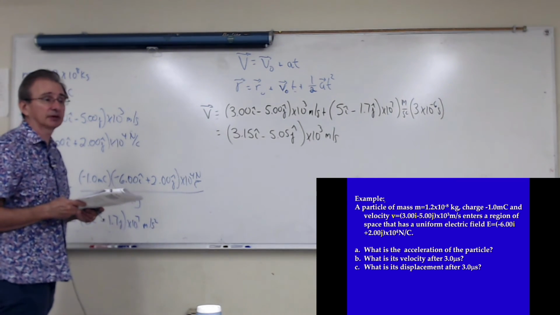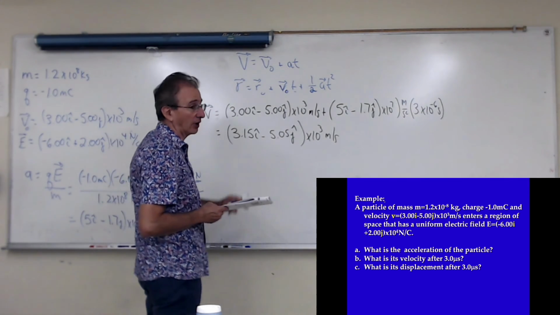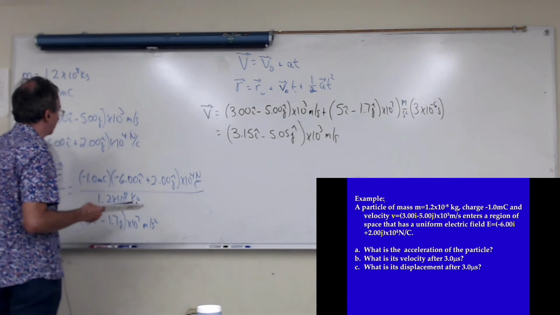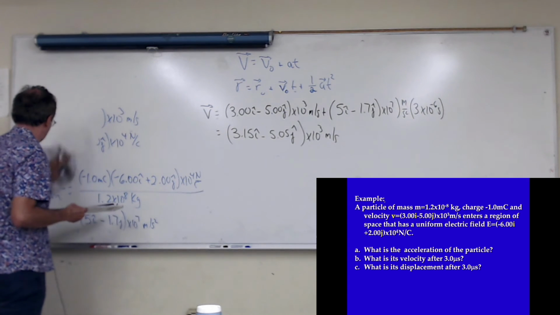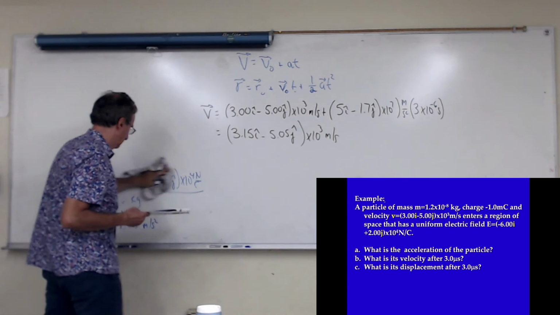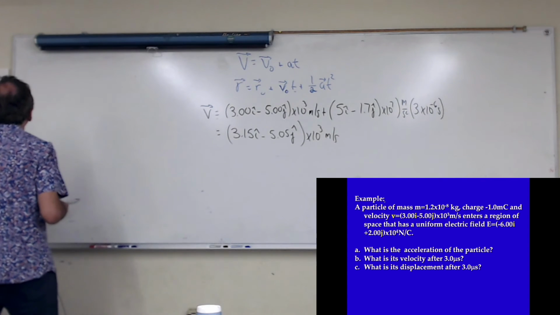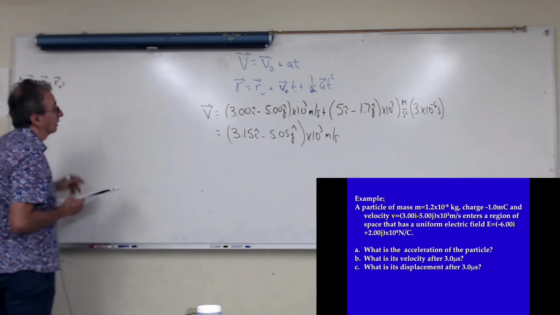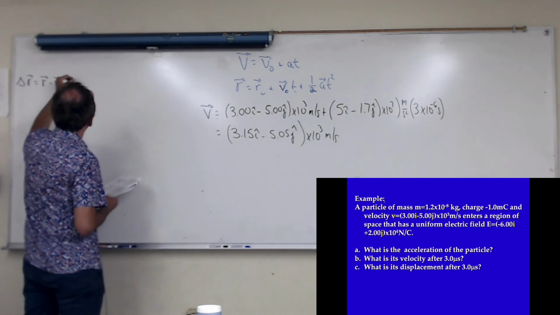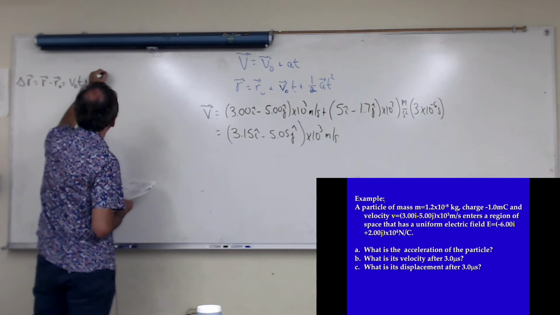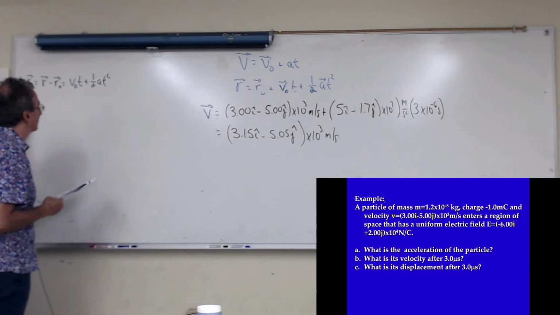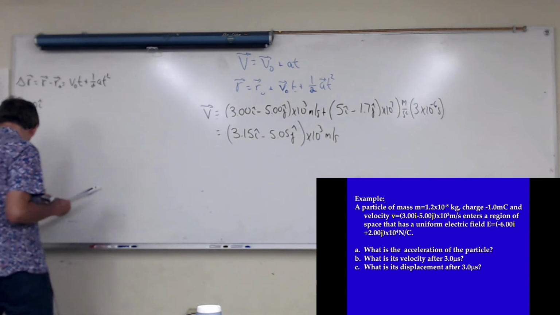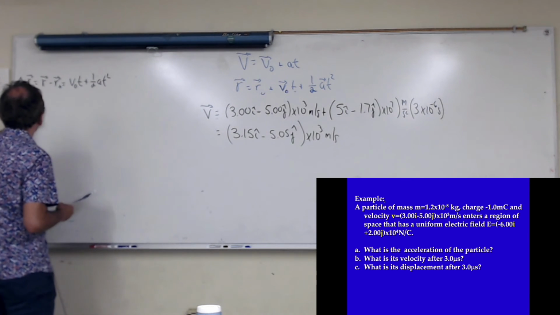Then it says, what is the displacement after 3 microseconds? It wants r minus r naught. Well, that's easy. I just got to plug numbers into the equation. It's a plug and chug problem. I'm going to have to erase here. So delta r is r minus r naught, and v naught t plus 1/2 at squared. All right, so hopefully I have enough space here. v naught. You know what? I'm not going to put the dot at 0.00 because I know I'm going to run out of space.